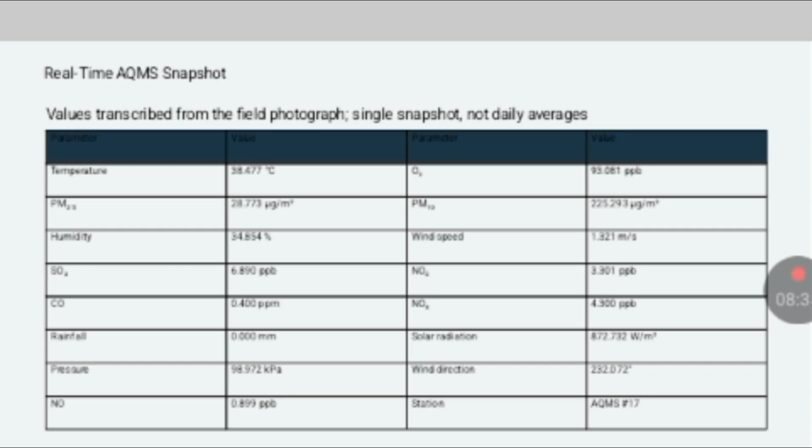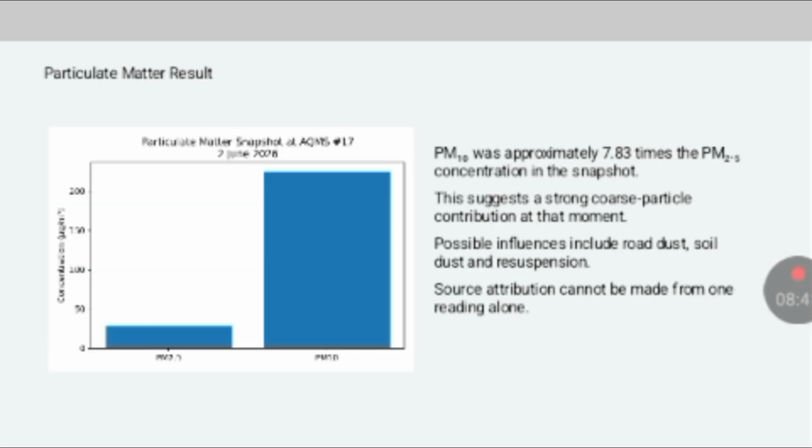This measurement is scientifically important because air quality cannot be interpreted using temperature alone. Then the particulate matter results. Now, if we focus specifically on particulate matter, PM stands for particulate matter, which means very small particles suspended in the air. PM 2.5 refers to the fine particles, as I have told you earlier, and PM 10 to inhalable particles, which are up to 10 micrometers.